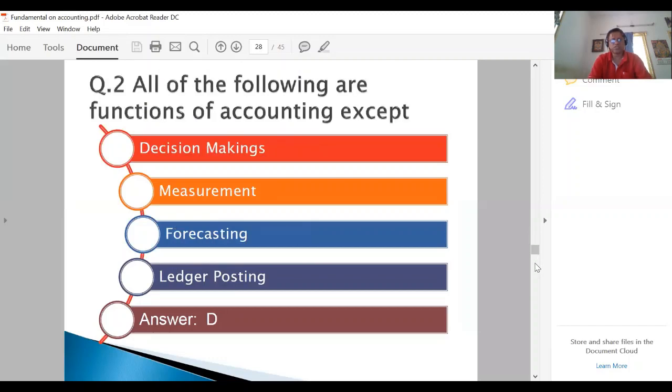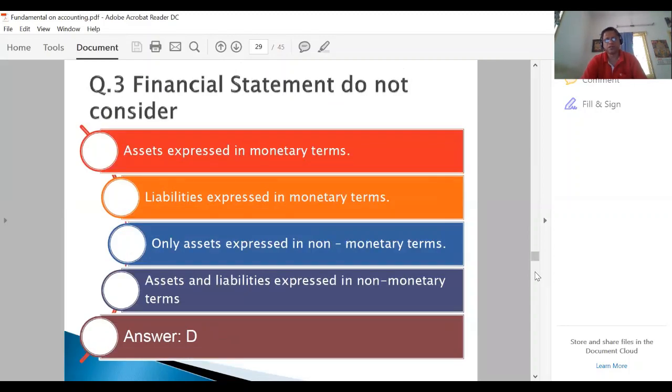The second question is, which of the following is not a function of accounting? Everything else is a function of accounting, like decision making, measurement, and forecasting. Ledger posting is a process of accounting, so that is the reason we don't call it accounting.